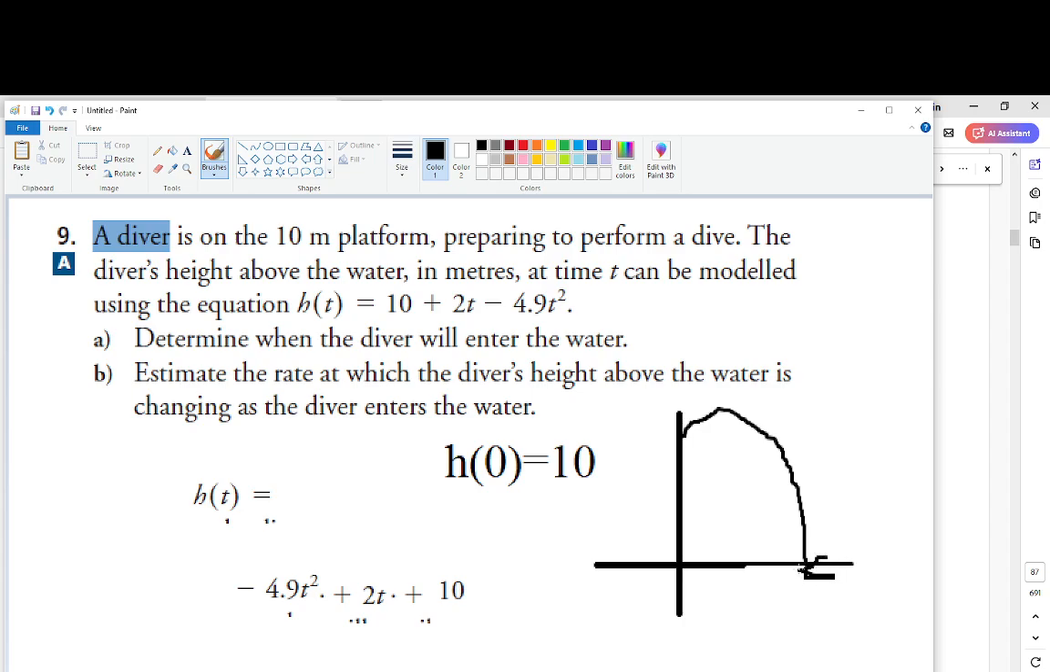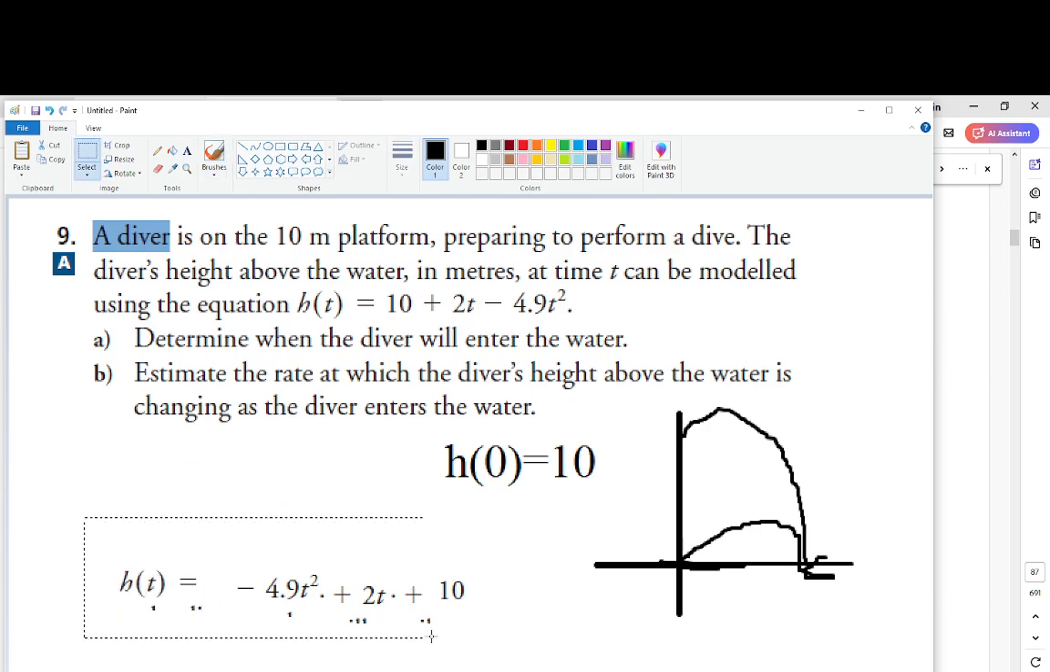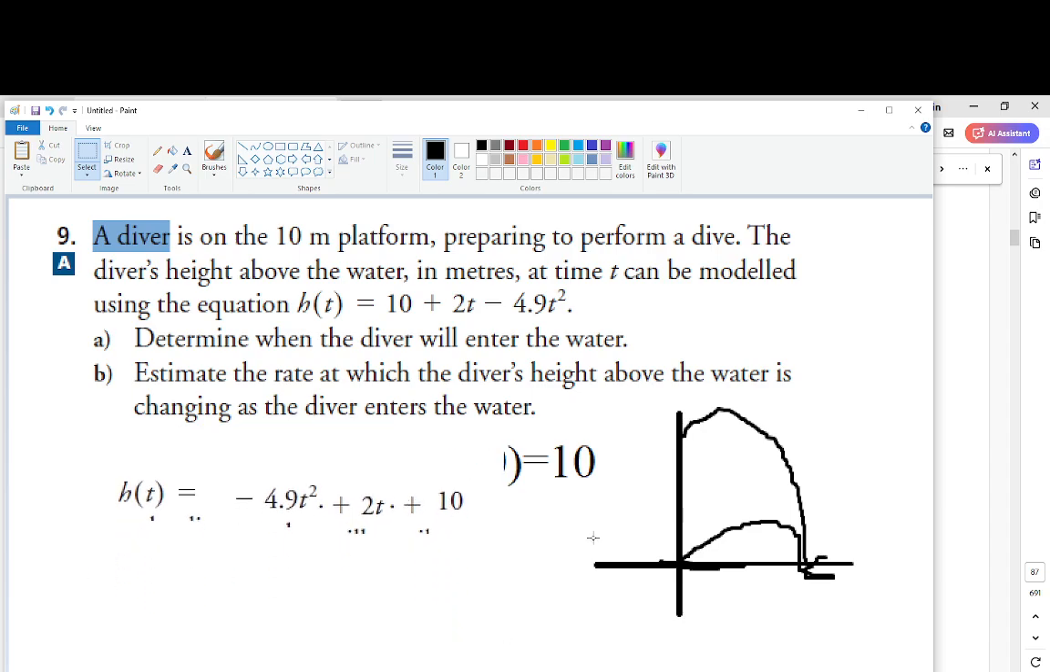What is height at the x-axis? 0. They're considering the water since he's standing 10 meters above the water. 0 meters above the water is at the water. So they want to know when the diver enters the water. So what time? That means we have to set height to 0. Since this is not factorable, we set our height to 0, so we have to use our quadratic equation.